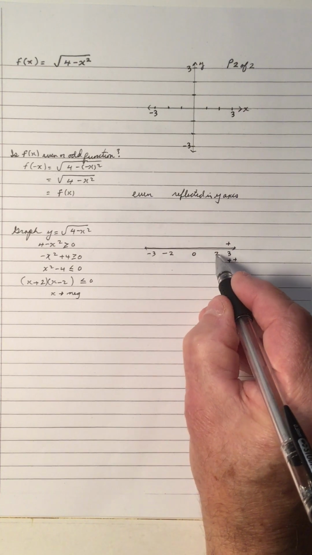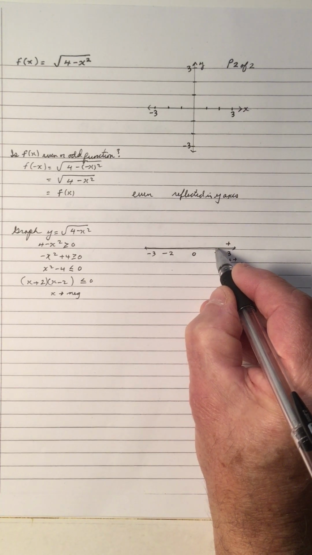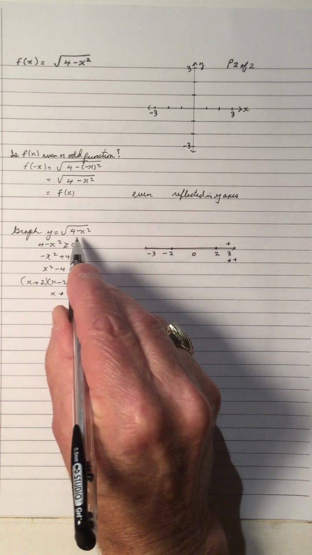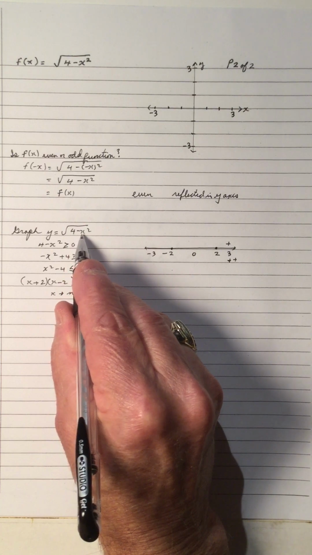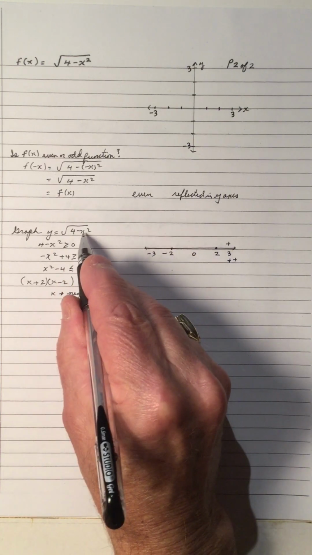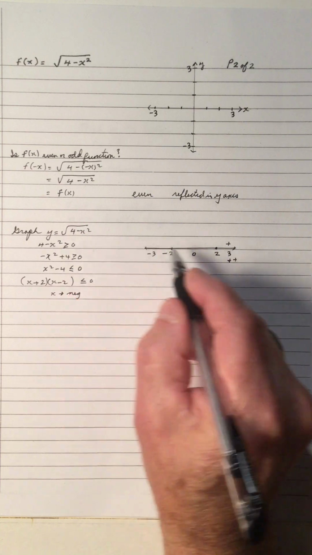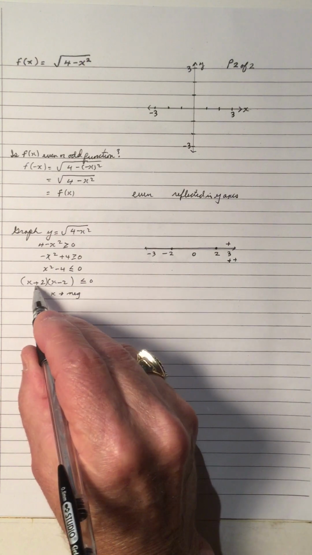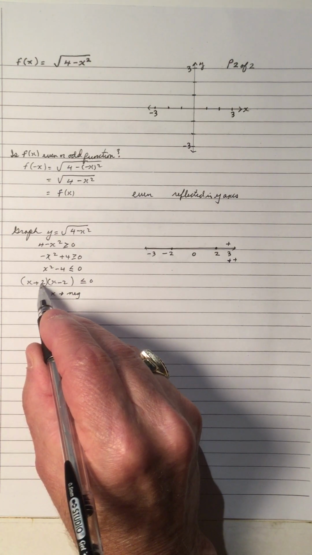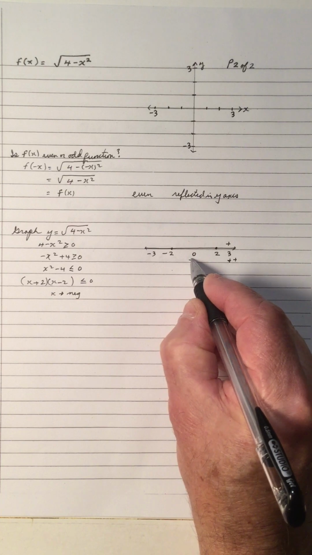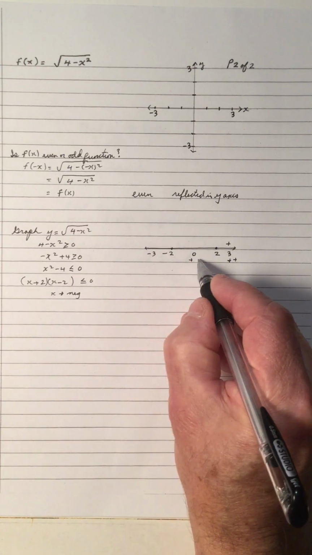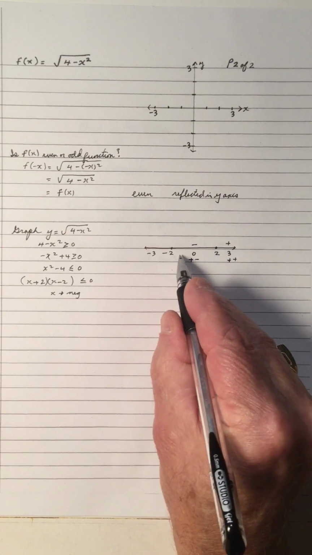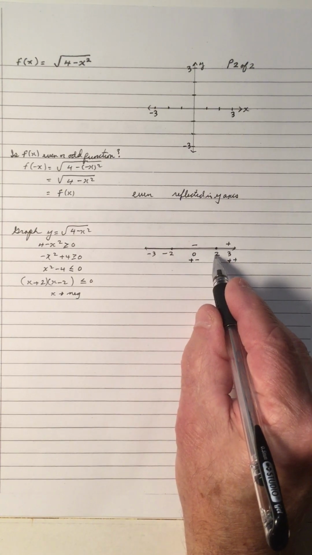Now we know that negative 2 and 2 will give me a 0. If I put 2 in here, I get 4 minus 4, which is 0. If I put a negative 2 here, negative 2 squared is 4, and 4 minus 4 is 0. Let's put a 0 in here. Put a 0 here, I get a plus 2, so that's a plus. If I put a 0 here, I get a minus. So a positive times a negative is a negative. And that's true for any number between negative 2 and 2.